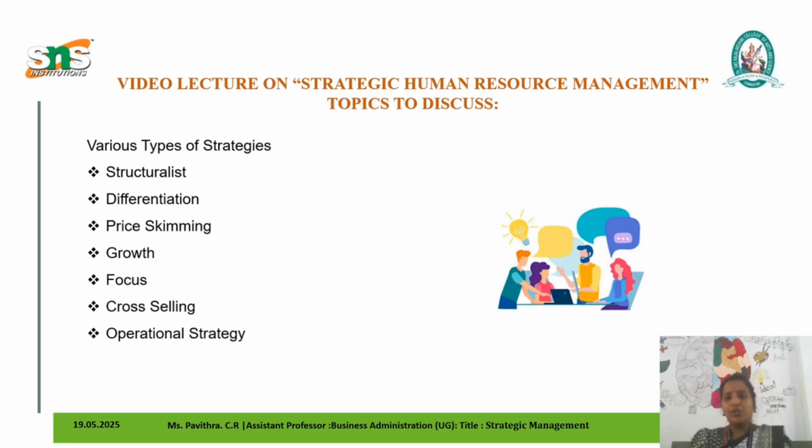First, a small gist of the types of strategies we will be discussing. The first type is structuralist strategy, then differentiation strategy, price skimming strategy, growth strategy, focus strategy, cross-selling strategy and operational strategy. There are still more strategies, but these are the basic theories we will be discussing in this lecture series. So let's discuss all these 7 strategies in our next upcoming videos.